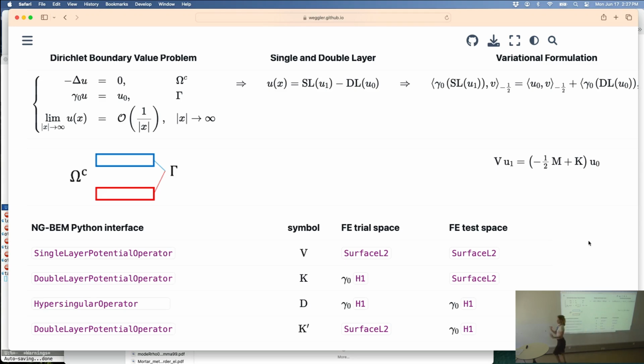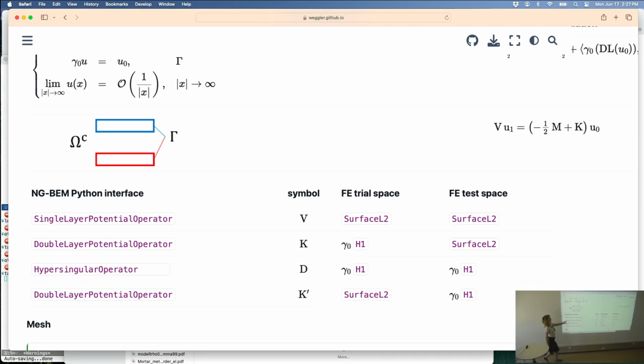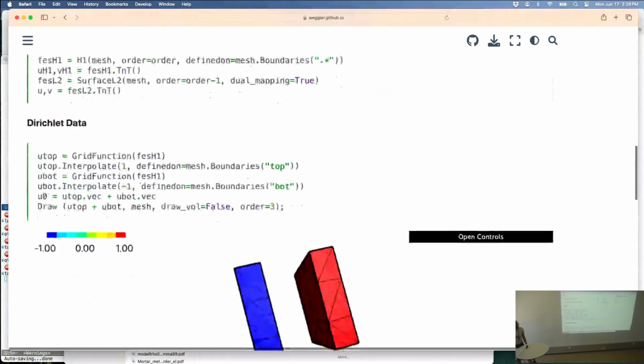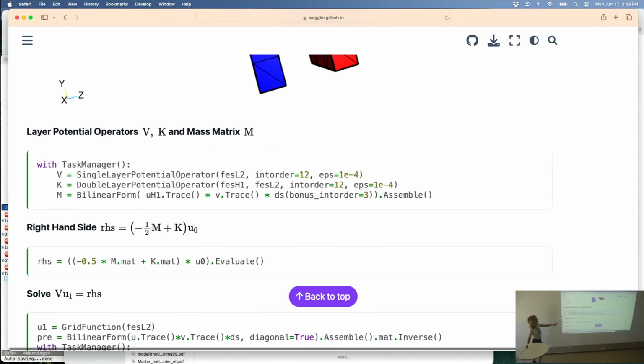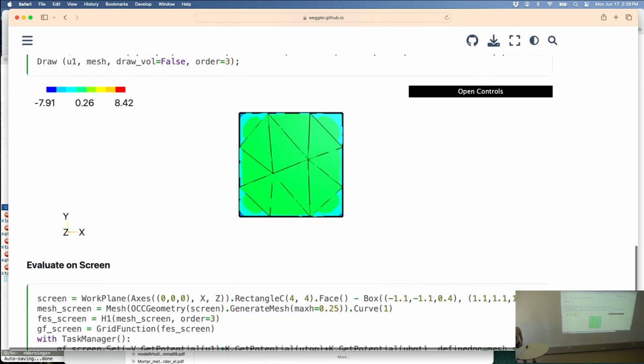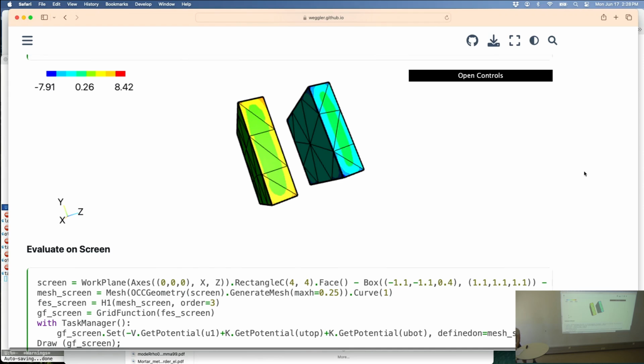So you can just go through those demos and find the NG-BEM routine to assemble those matrices. And that's what we find here. All those matrices are assembled: single layer, double layer, and mass matrix. And then we solve it again, and we find the numerical solution of this capacitor problem.